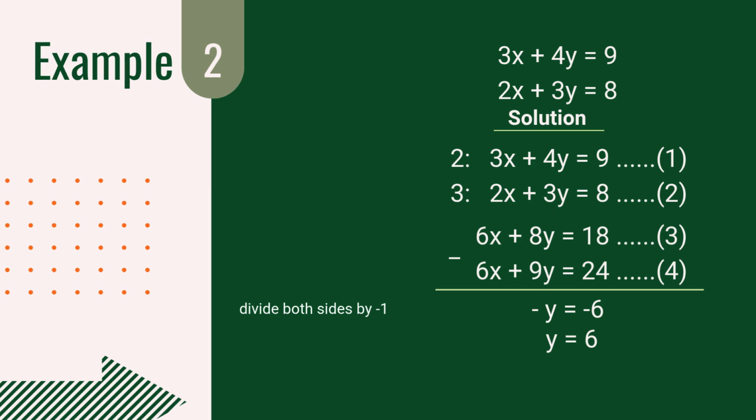So now, multiplying equation 1 by 2, we have 2 times 3x is 6x, 2 times 4y is 8y, and 2 times 9 is 18. Now, multiplying equation 2 by 3, we have 3 times 2x is what? 6x. 3 times 3y is what? 9y. And 3 times 8 is what? 24. Since we've gotten fresh new equations with different values, we name them new equations, which are equation 3 and equation 4, so that you will not make a mistake. Like I told you, we name equations for reference purposes.